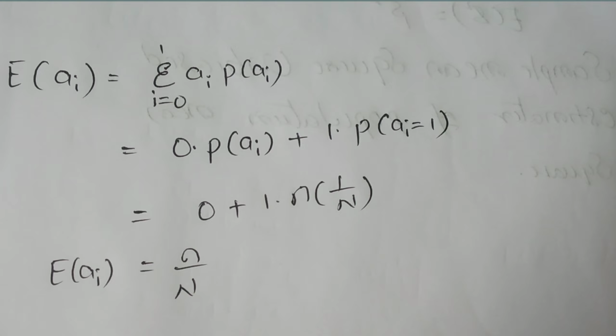So the 1 refers to the ith unit being included in the sample. We have to draw one sample, so the probability is 1 by capital N, and here the sample size is n. So the expectation of ai equals small n by capital N.